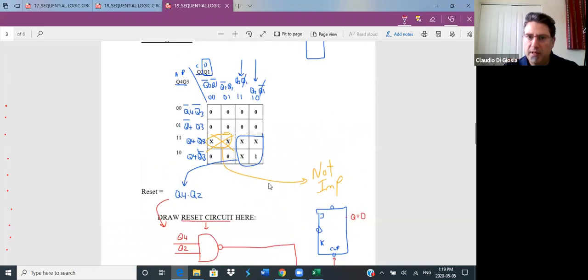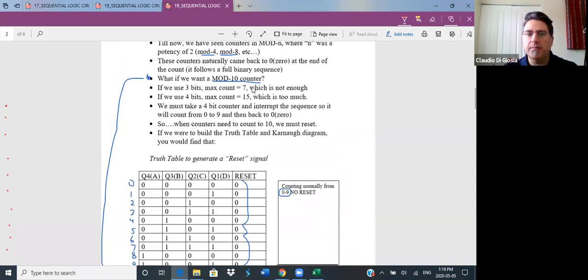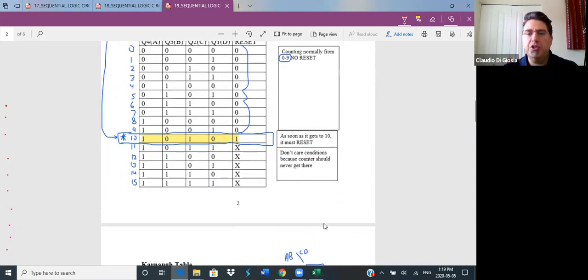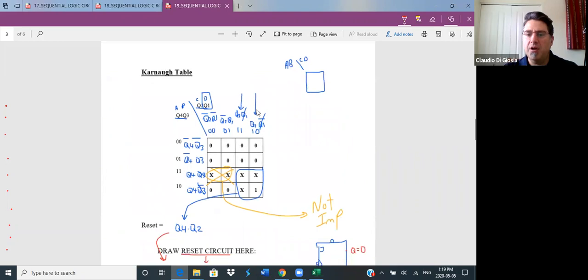So let me recap. If I want to build a mod 10, I come up with a truth table. When I get to 10, I put a 1. Everything above it is a 0. Anything below it is an X. I take all of this, plug it into the Karnaugh map.